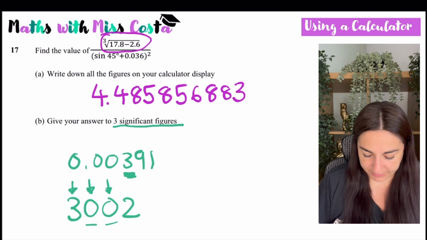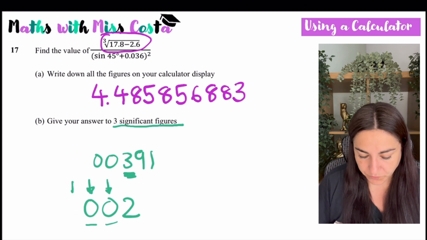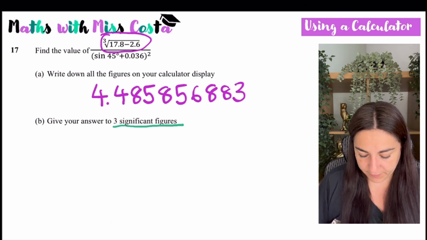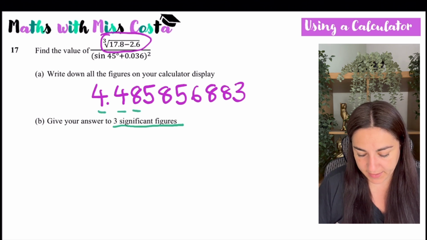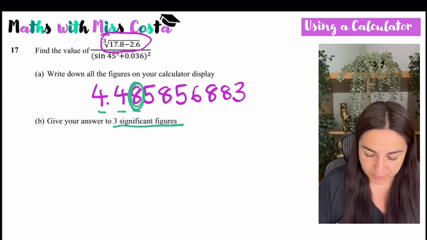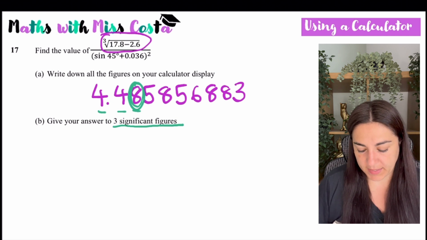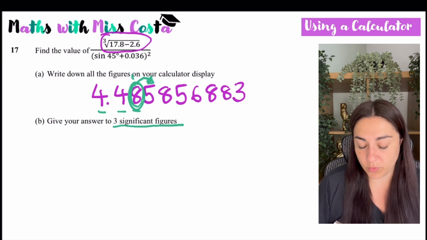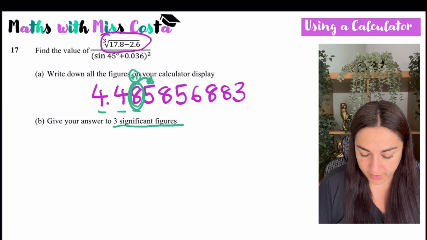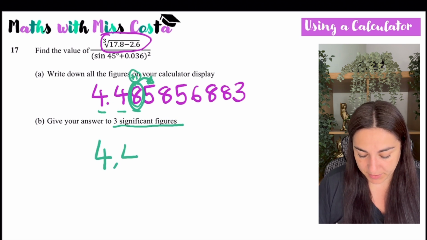Because over here, zeros are place value holders. So 3 significant figures means this is my first significant figure, second, third. So I'm going to be rounding to this. I look next door, it's 5 or more, so I'm going to round up. I'm going to add 1 to my circled digit, so that would become 4.5. 0.49.